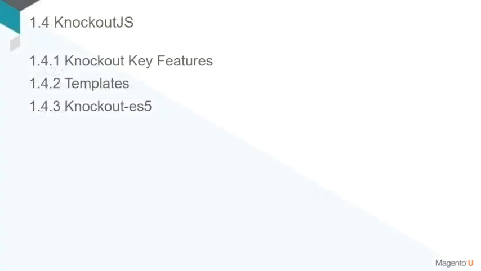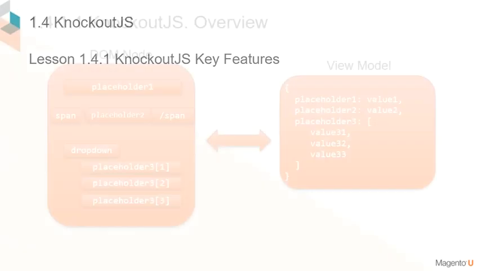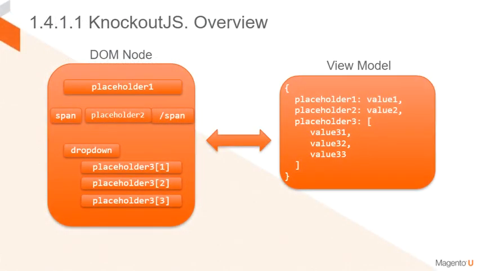In this section, we will discuss Knockout.js key features, templates, and Knockout ES5. This lesson covers Knockout.js key features. Knockout.js is a JavaScript library implementation of the Model View View Model, or MVVM, pattern with templates. JavaScript out of the box doesn't have a mechanism of binding properties of DOM elements to fields of the viewModel, and PubSub infrastructure to support elements related to the changing values of the viewModel fields, but Knockout.js solves these two main problems.